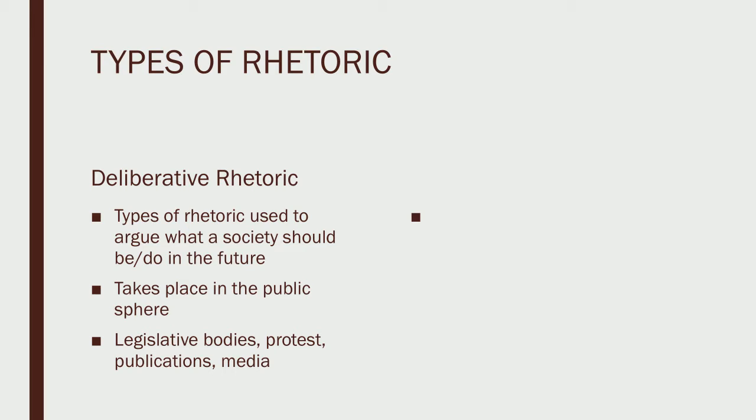So I had several types of rhetoric on here earlier, and I just deleted them all because the only one that you really need to know about is deliberative rhetoric. That's the one that we'll be using. It usually takes place in the public sphere, right? It's hard to give a public address in private. It's typically found in legislative bodies, protests, publications, media.